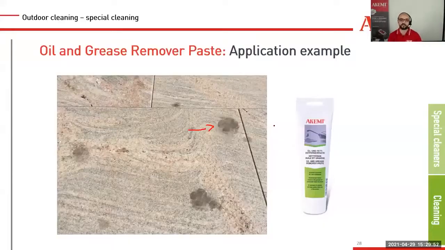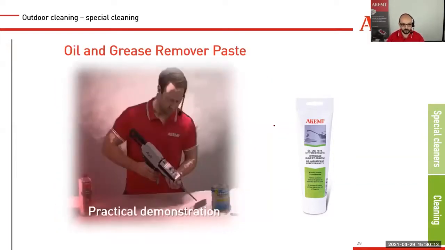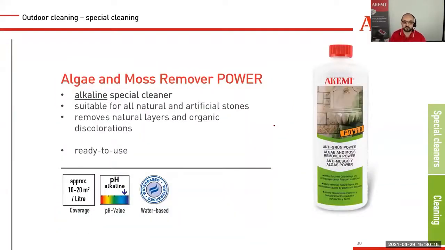Let's go back here. So we have now removed oil and grease stains. As I said, the oil and grease remover paste is a very efficient product to remove locally these deeply penetrated oil and grease stains, but also mineral oils, like engine oil and so on. So now we go on with the Argan Moss Remover Power.